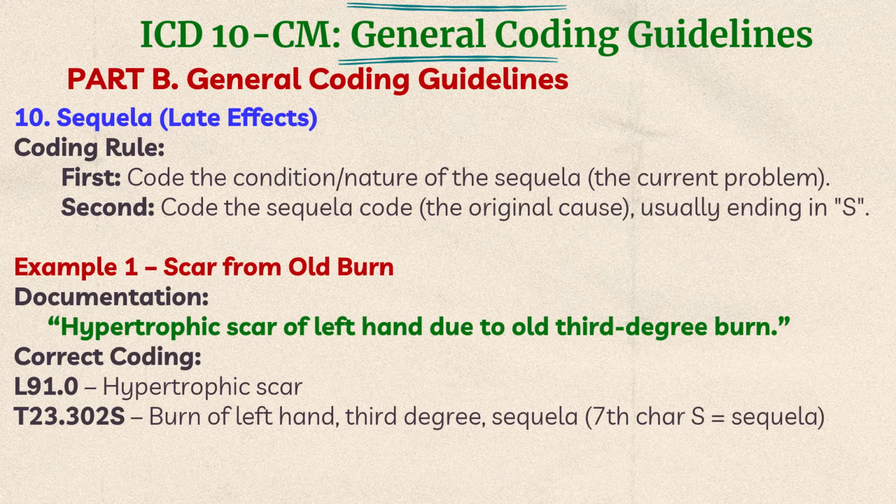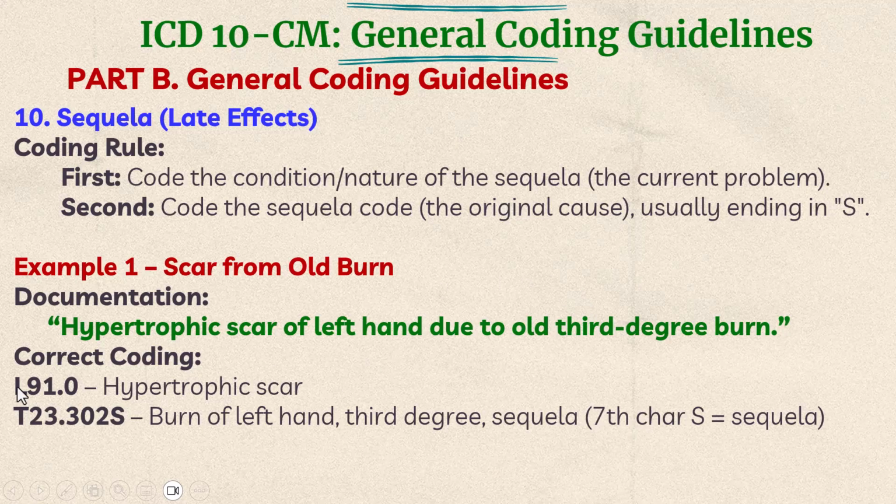So the coding rule for sequelae: first, you have to code the condition or nature of the sequela, that is the current problem. Second, code the sequela code, that is the original code, usually ending in S. So let's see some examples. Scar from an old burn. The documentation says hypertrophic scar of the left hand due to old third degree burn. So first you have to code the hypertrophic scar, then code the third degree burn.